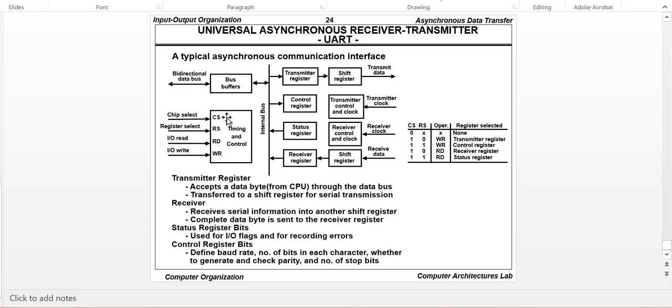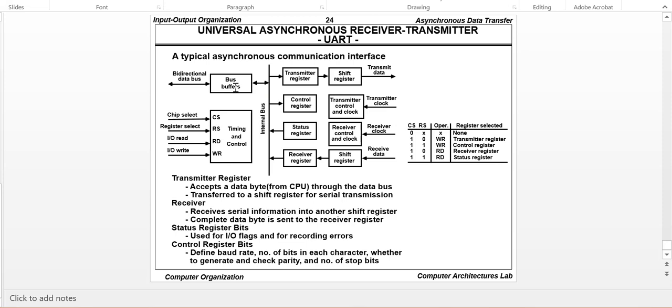The signal in CS will select this particular interface. Then a combination of CS, RS and WR will select the transmitter register. CS, RS and RD will select the receiver register. So when the write operation has to take place, the transmitter register has to be chosen. The corresponding signals for CS, RS and WR will be given, and the data will be available in the bus buffers.